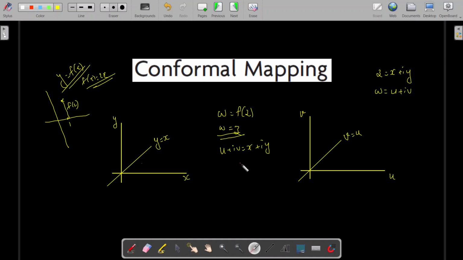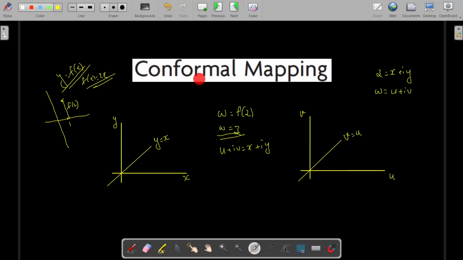So under this map, we are mapping each of the points here, and we draw the corresponding image in the w plane. If you draw the image of all the points in this line, we will get the corresponding image in the w plane. Since the function here is w equal to z, the line y equal to x is mapped to the line v equal to u in the w plane.